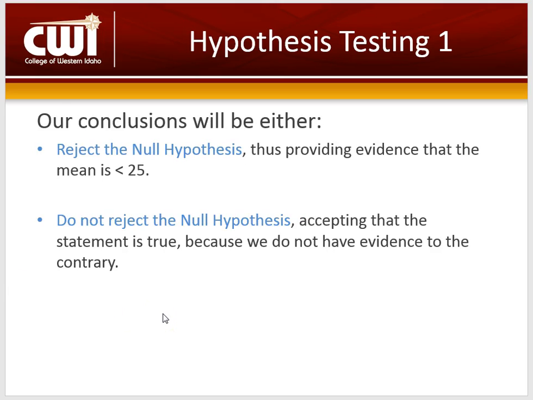There are only two possible conclusions to draw from this hypothesis test. One would be that we reject the null hypothesis. If we reject the null hypothesis, we have evidence that the null hypothesis is false, and the evidence supports our belief that the true mean is less than 25. This is a strong statement.